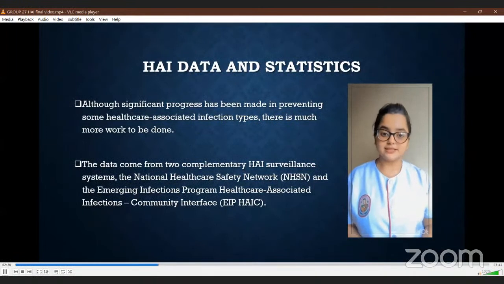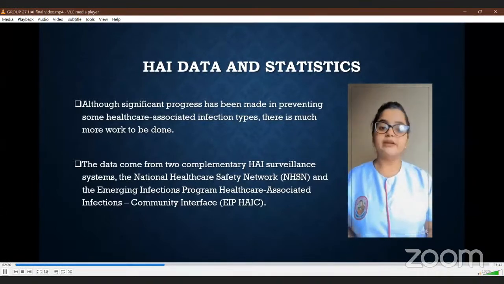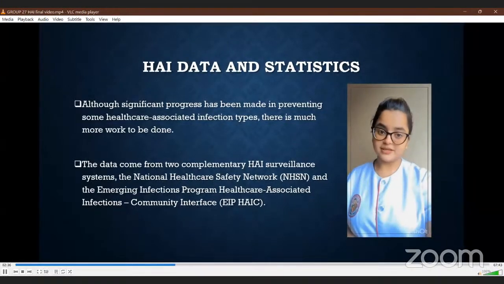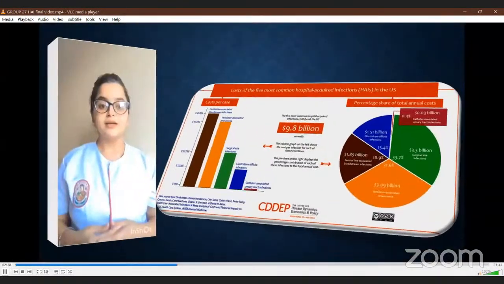Healthcare-associated infections, data and statistics. Although there has been a lot of progress in prevention of healthcare-associated infections, there is a lot more that needs to be done. According to the survey, 1 in every 31 hospital patients acquires a healthcare-associated infection. This data comes from two complementary surveillance systems. First, the National Healthcare Safety Network. Second, the Emerging Infections Program, Healthcare-Associated Infections Community Interface.